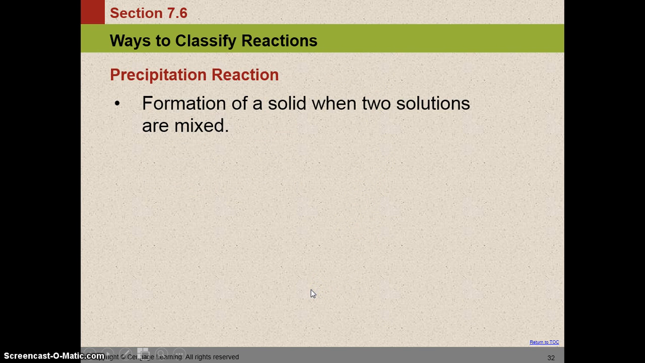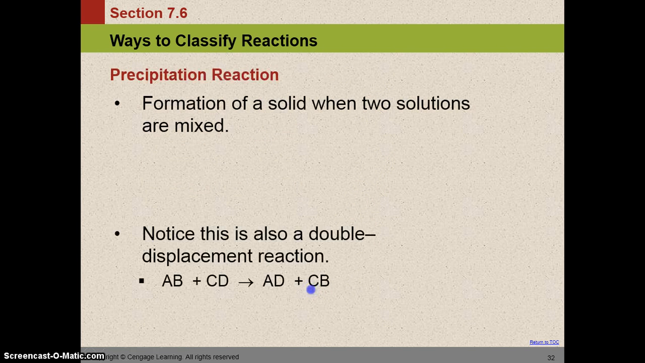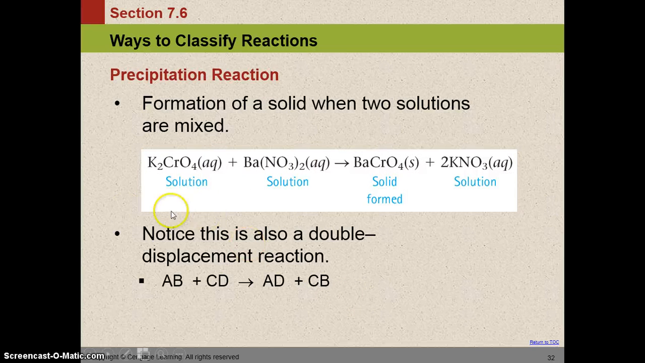You know that a precipitation reaction is just a formation of a solid, and this happens when two solutions are mixed. This is the equation we started off with earlier in the chapter. So this was our precipitation reaction with an aqueous and an aqueous, yielding a solid and an aqueous. So we can classify this as a precipitation reaction. We also can classify this as a double displacement reaction, or the double date switch. You can remember it as the double date switch. However, when it comes to the test, you have to know it's a double displacement reaction.